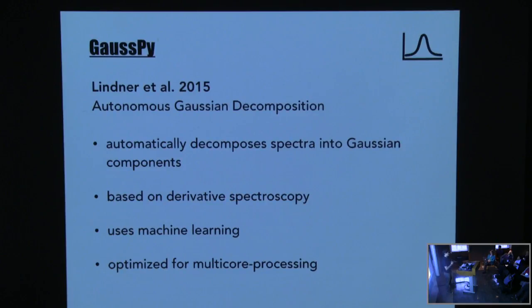But fortunately, this year saw the release of a nice new algorithm called GaussPy, which automatically decomposes spectra into Gaussian components. And it is basically used in something called derivative spectroscopy. I will explain this in the next couple of slides. It also uses machine learning in this basic sense that you feed this algorithm a training set and it finds out two parameters that it needs to do this. And it's also optimized really for multi-core processing, so it means it's very efficient and very fast.